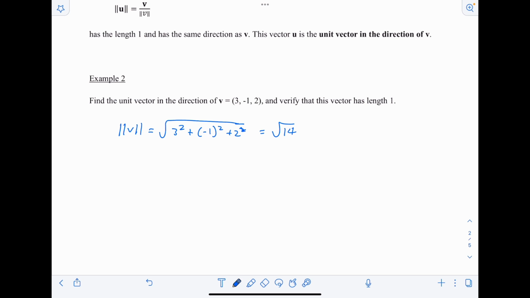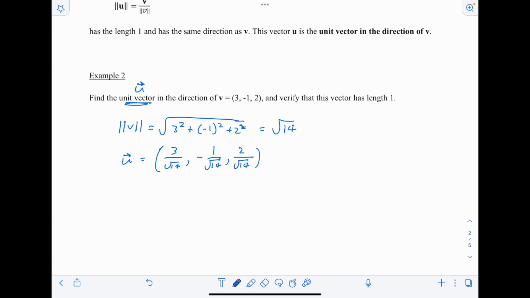What that means then is that the unit vector, if we call it u, has the components 3 divided by the square root of 14, -1 divided by the square root of 14, and 2 divided by the square root of 14. That would be the unit vector in the same direction as v. We've basically taken v and compressed it down into a length of 1. So then to verify that this has a length of 1, let's go ahead and find the magnitude of u. And if we did this correctly, we should get a value of 1.